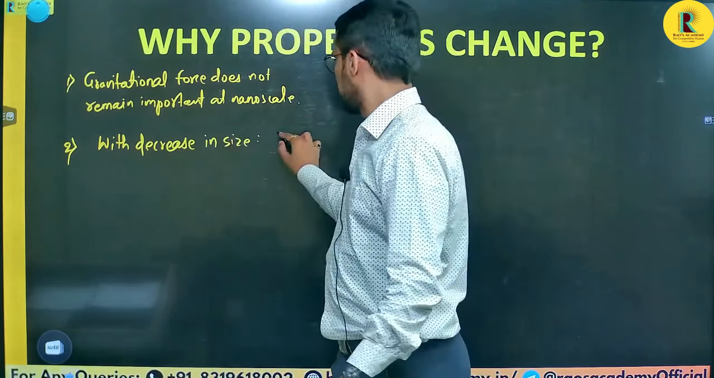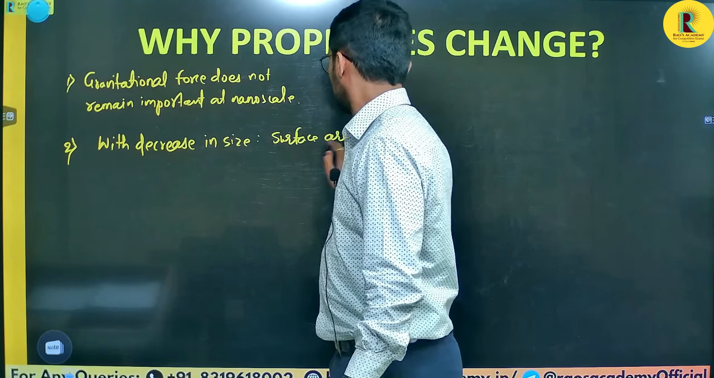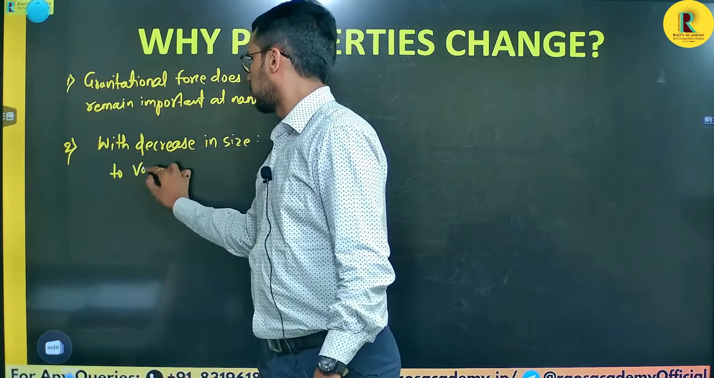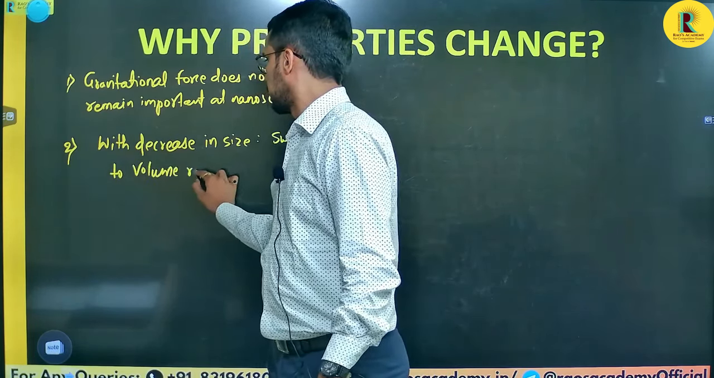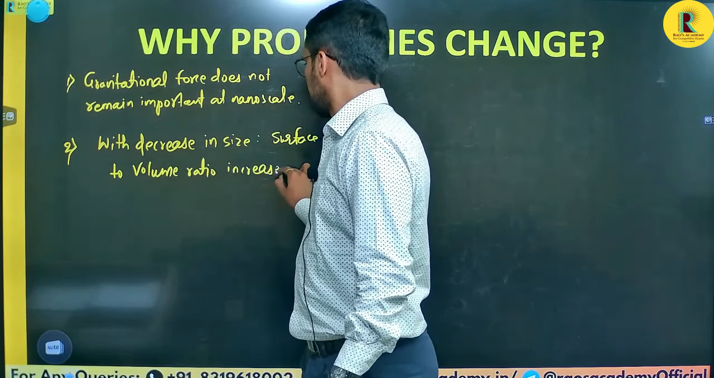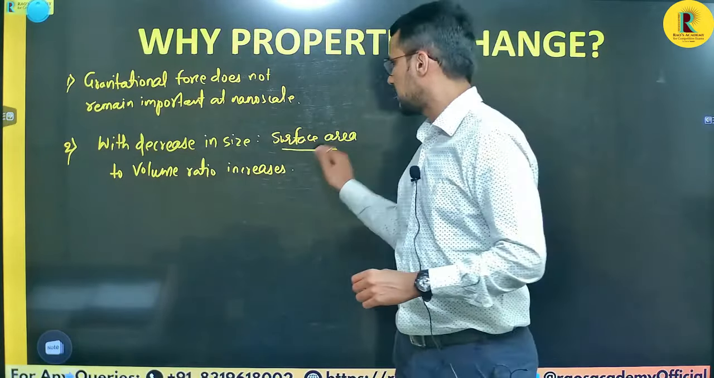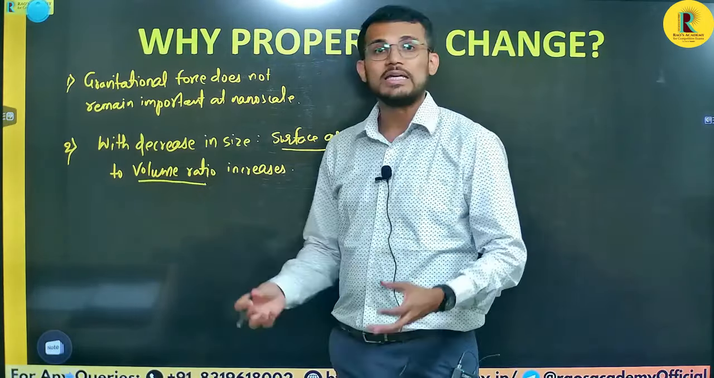With decrease in size, what happens? Surface area to volume ratio increases. Fine. So, with decrease in size, what happens? Surface area to volume ratio increases.